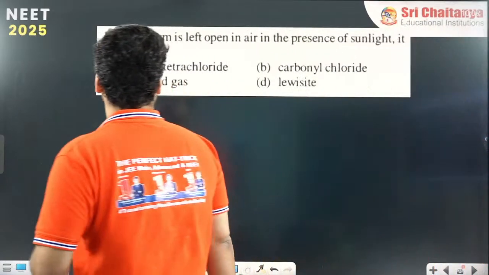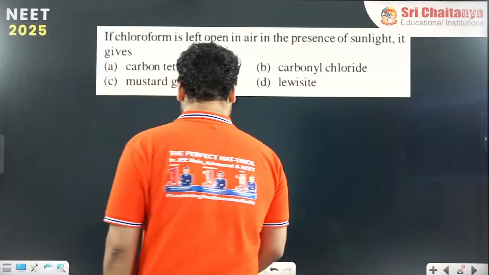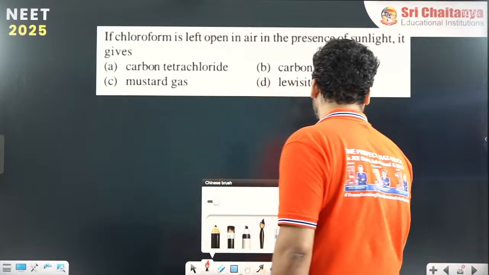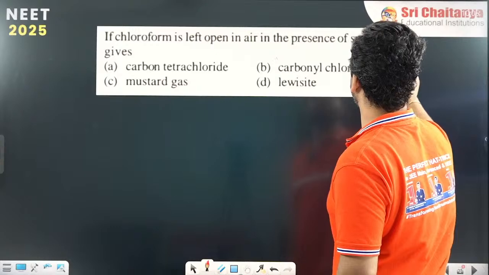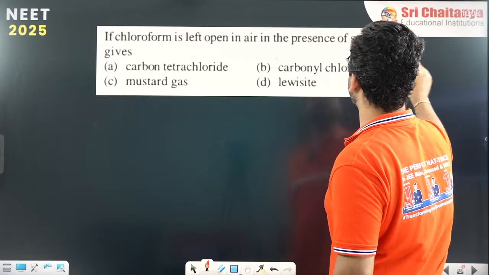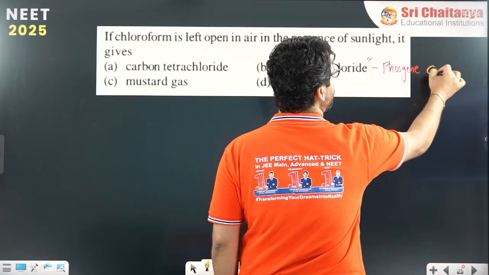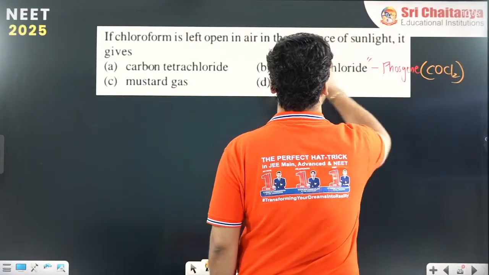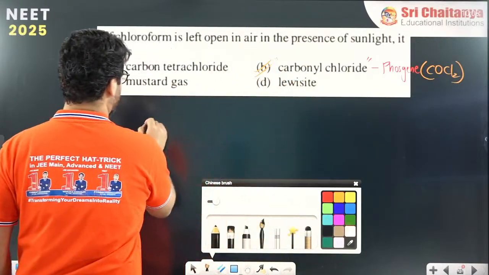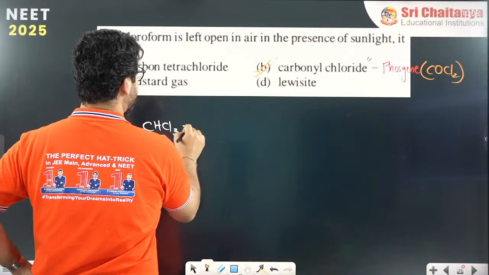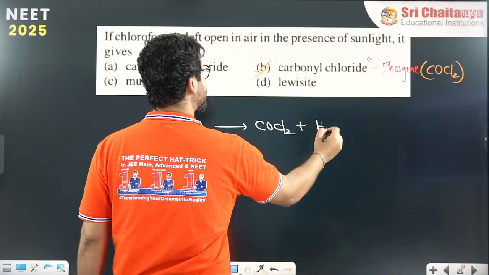Next one. It says if chloroform is left open in the air in the presence of sunlight, it gives nothing but a very dangerous gas, which is phosgene. Its other name is carbonyl chloride, phosgene, COCl2, a very poisonous gas. Remember this. So the reaction is chloroform, CHCl3 plus oxygen gives COCl2 plus HCl.